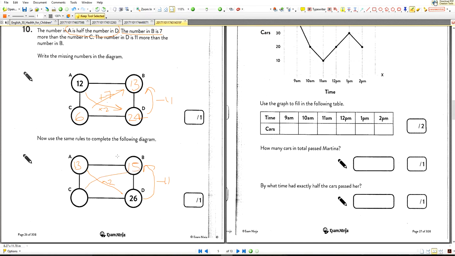And then this number over here plus 7. So something add 7 is 15, so that number will be 8. And that's worth 1 mark. All those numbers have to be correct to get the full mark.